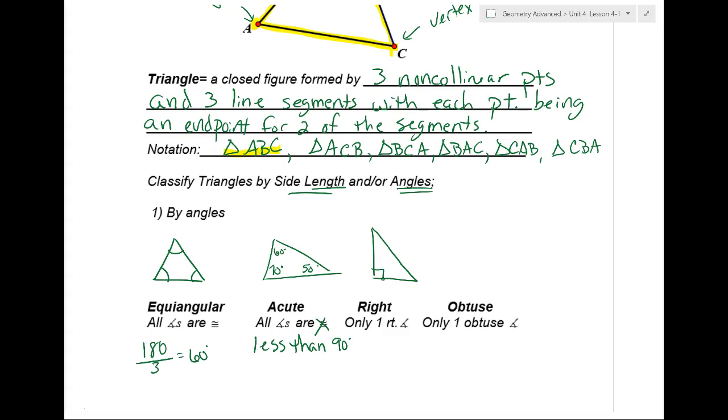And then remember the obtuse one? It's just a triangle with an obtuse angle, which means it has to be greater than 90. Can I have more than one obtuse angle? No. Otherwise, it wouldn't add up to 180. Can I have more than one right angle in a triangle? No, because 90 plus 90 is 180, and I still have to get my other angle, right? So we need to make sure that we have those when you're working with it. Make sense? All right, so that's just for angles.